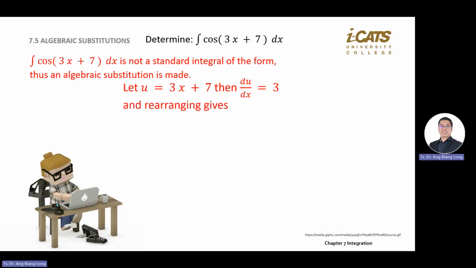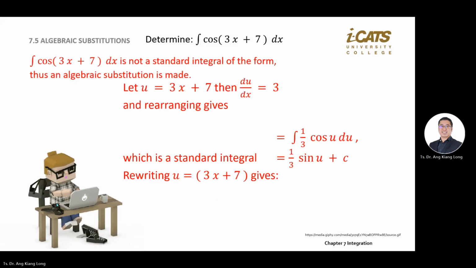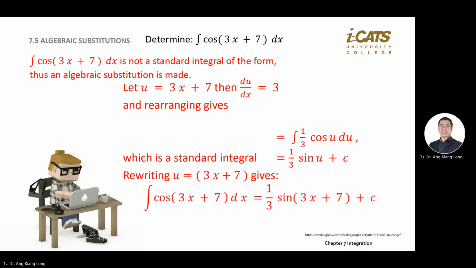So you want to write in this form. Oops, sorry. You want to write this one. Sorry, there's something in the space here. Integrate cos bracket 3x plus 7 dx equal to integrate 1 over 3. How you get, ignore the 1 over 3 first.